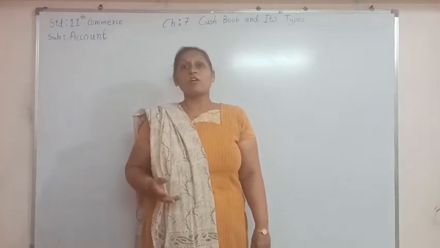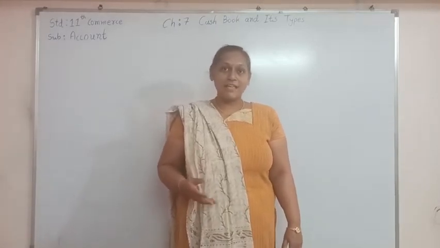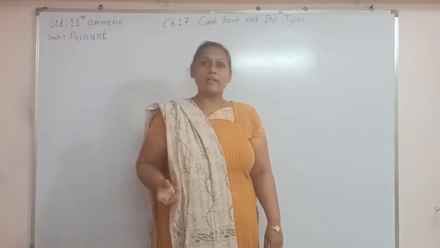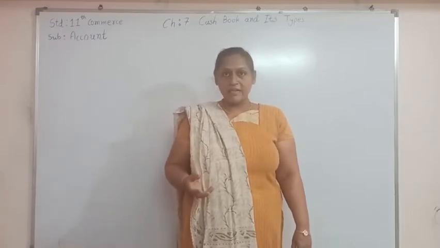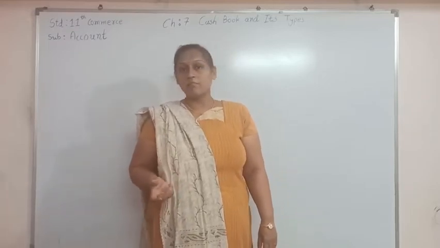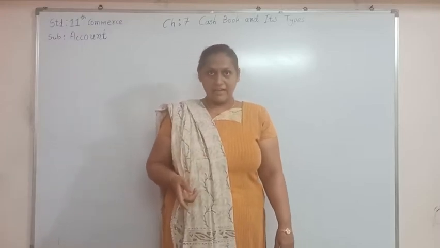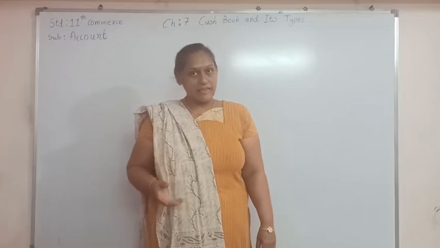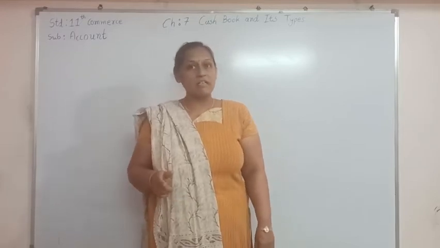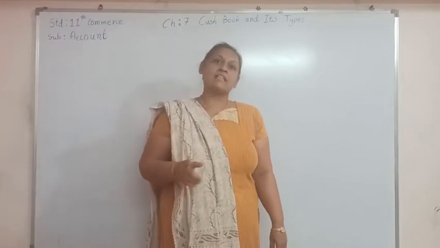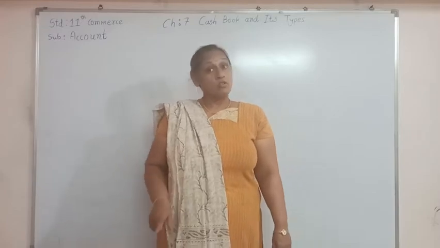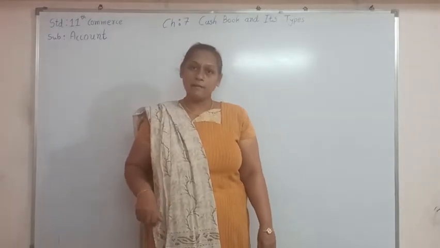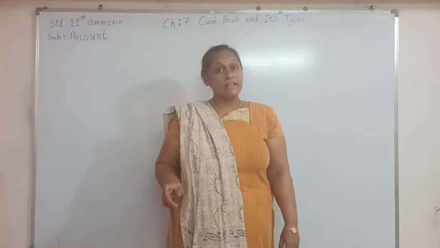Petty cash books are of two types. The first is a simple petty cash book, where the main cashier gives a lump sum amount to the petty cashier, and the other is an imprest petty cash book, where a fixed amount is given by the main cashier to the petty cashier. Today we will see the simple petty cash book, and here is the sum.